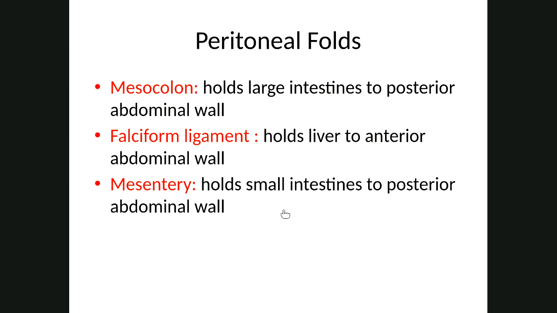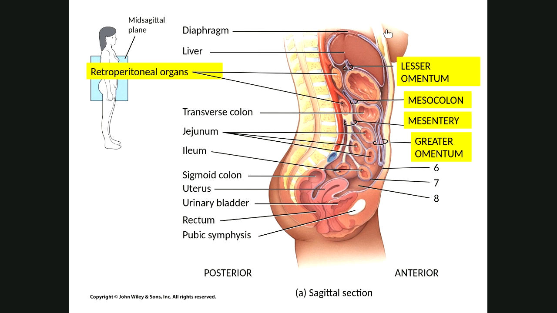So let's discuss this. Mesocolon holds large intestines to the posterior abdominal wall. And the falciform ligament holds liver to the front abdominal wall. And then the mesentery holds small intestine to the posterior wall. So as far as my test is concerned, you need to be able to point those out, but not necessarily the function, yeah? That's more theory.